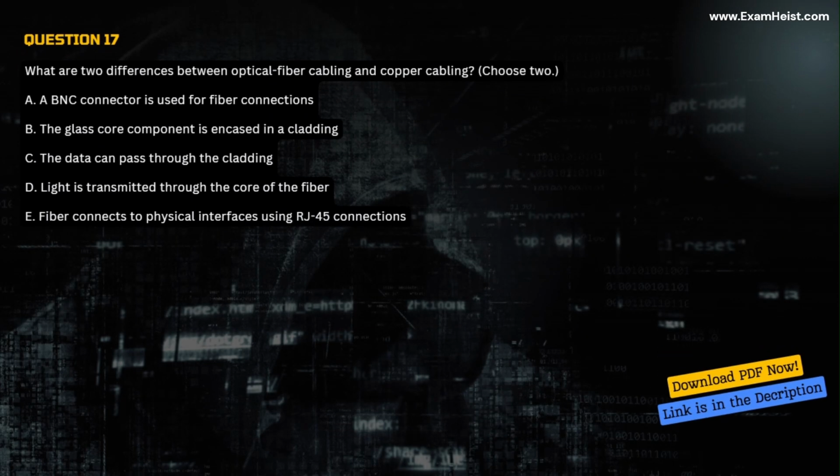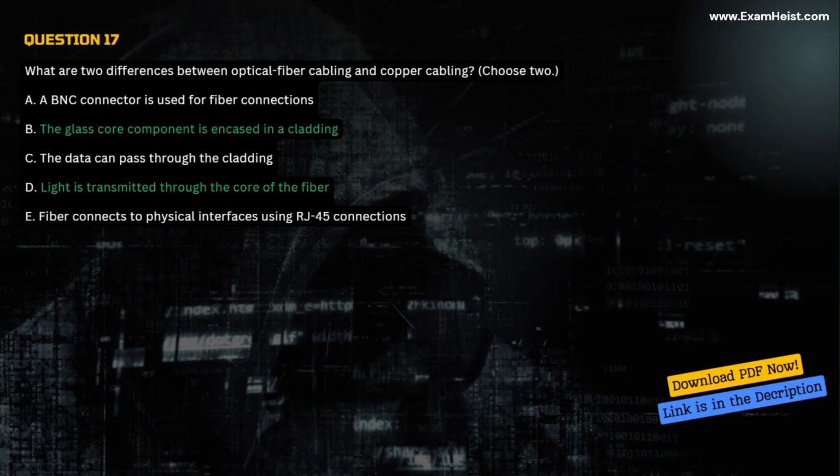Question 17. What are two differences between optical fiber cabling and copper cabling? Choose two. A. A BNC connector is used for fiber connections. B. The glass core component is encased in a cladding. C. The data can pass through the cladding. D. Light is transmitted through the core of the fiber. E. Fiber connects to physical interfaces using RJ45 connections.